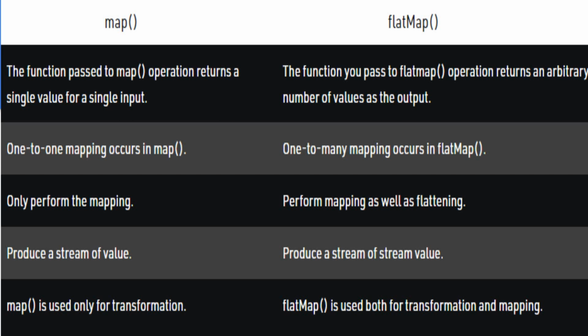Map produces a stream of values, while flatMap produces a stream of stream values. Map is used only for transformation, and flatMap is used for both transformation as well as flattening. So let's understand with an example.